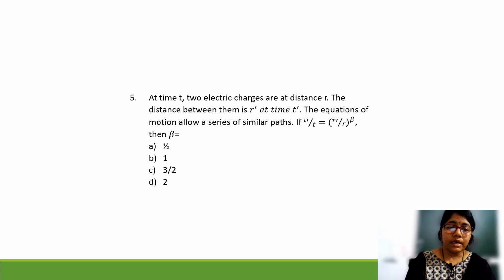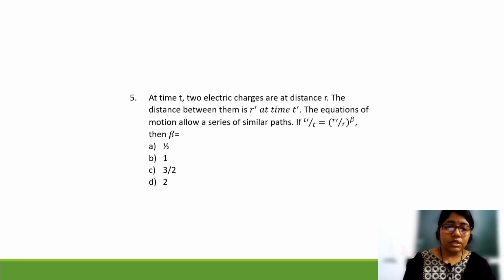At time t, two electric charges are at distance r. The distance between them is r prime at time t prime. The equations of motion allow a series of similar paths. If t prime by t is equal to (r prime by r) to the power beta, then beta is equal to option A half, option B 1, option C 3 by 2 and option D 2.